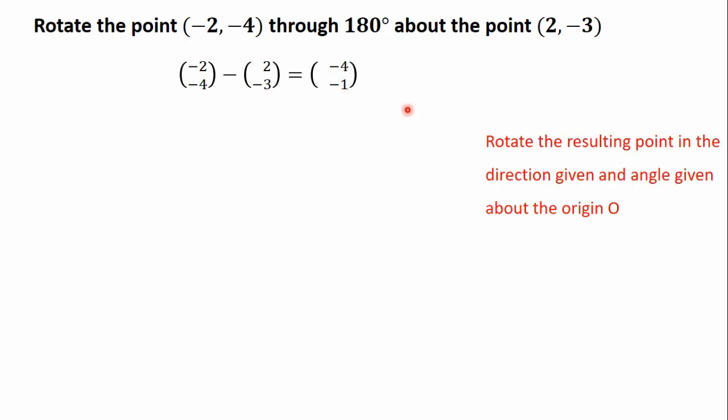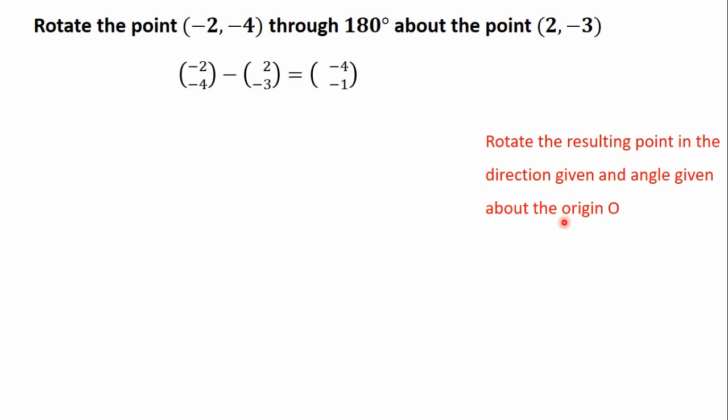The second step says that we should rotate the resulting point, which is now (-4, -1), in the angle given and the direction given about the origin. The angle here is 180 degrees, and because it's a 180 degrees angle, the direction doesn't matter because both 180 degrees clockwise and 180 degrees anti-clockwise will give us the same result. So we are going to rotate the point (-4, -1) through a 180 degrees angle about the origin.